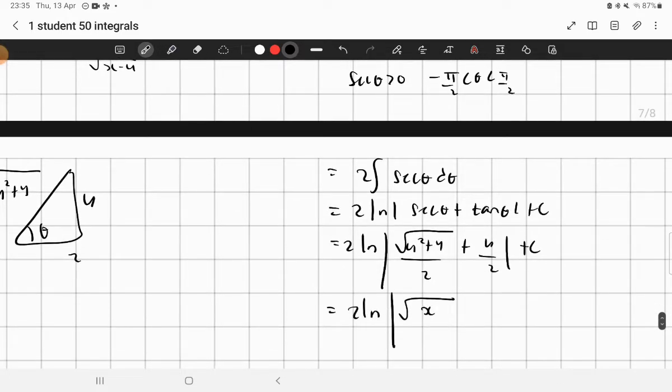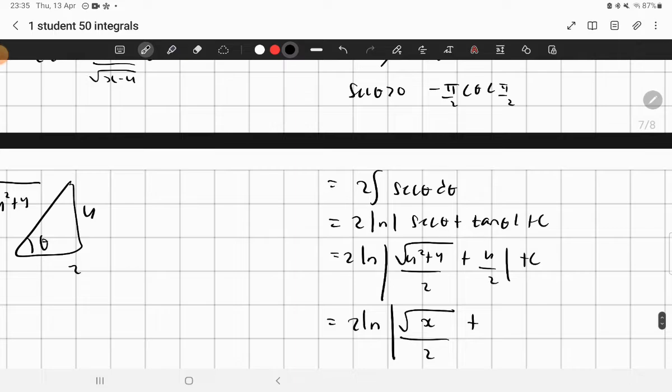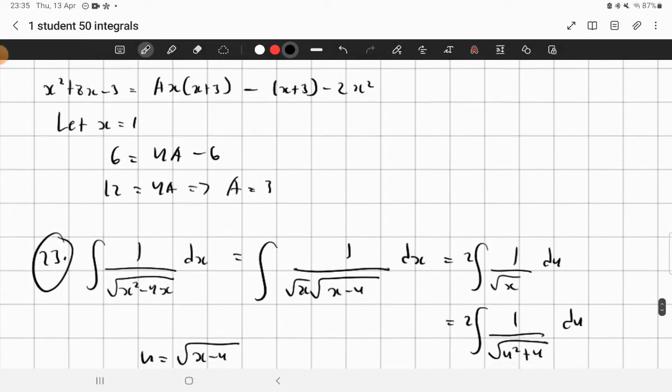So over 2, that we have u is equal to square root of x minus 4. It's very nice indeed, y'all. So yeah, that's your answer, ladies and gentlemen. Let's move on to question 24.